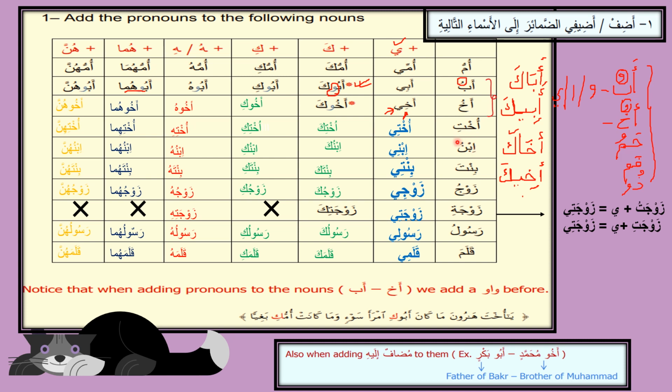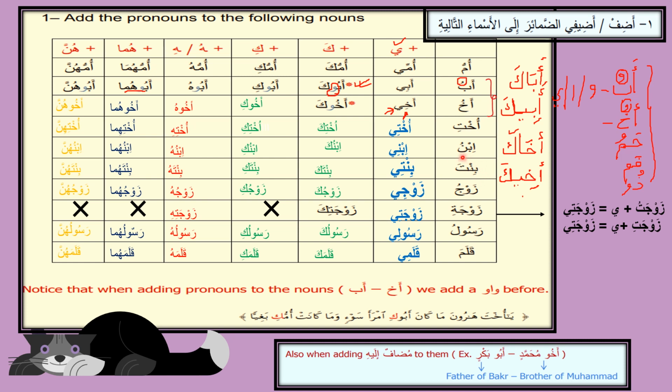Ibnu. Remember, the last letter has a dhamma. It's in marfu case. Ibni. Because of the ya mutakallim, it was forced to take a kasra. So the noon was forced to take a kasra here. Ibni, that means my son. And ibnuka. Now here you can see the noon goes back to its original haraka. Ibnuka, ibnuki, ibnuhu, ibnuhuma, ibnuhunna.